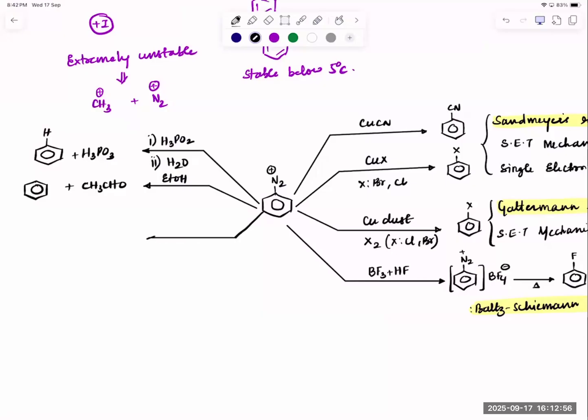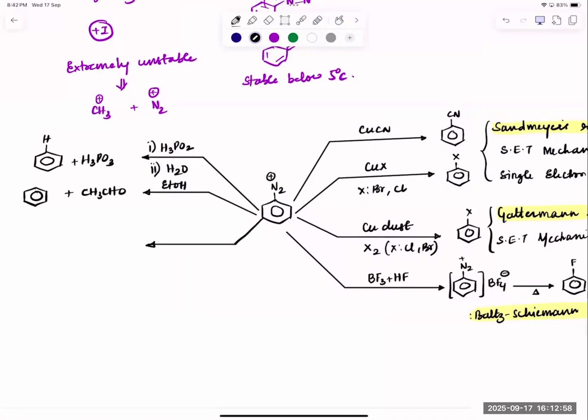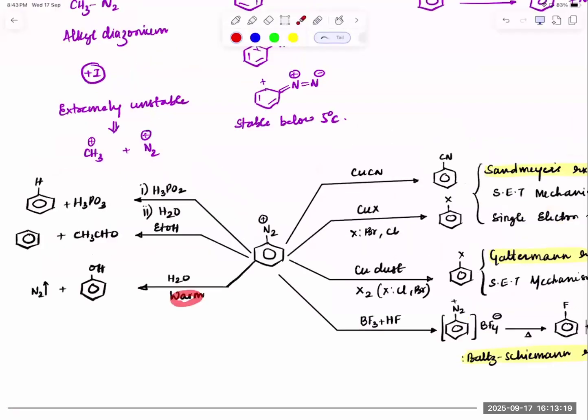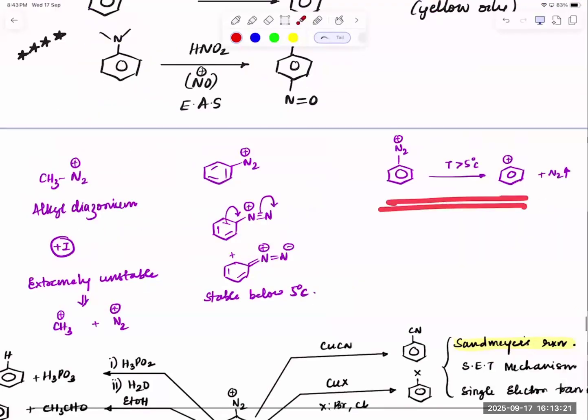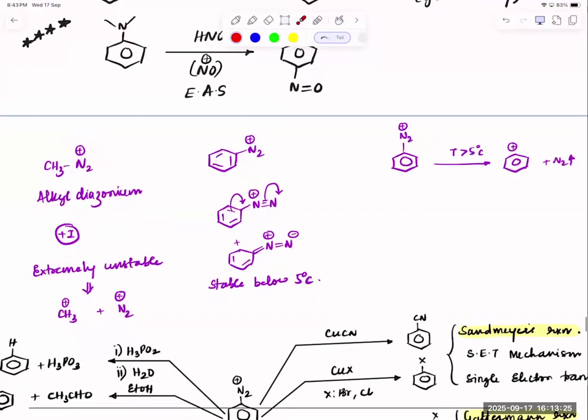And similarly, if you use only warm water, you can directly get phenol because N2 plus will go away. This will happen just like that because you're heating it. The minute you start heating it, the reaction will go in this direction. So a carbocation will form and then the water molecule attacks.